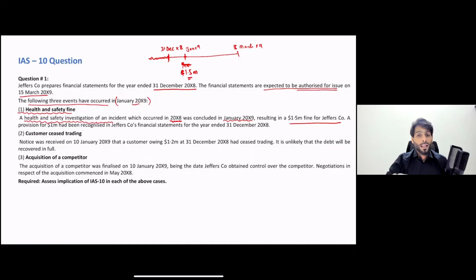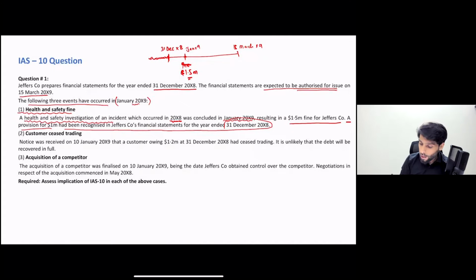Absolutely yes, because conditions of this event existed at the end of the reporting period. And this is further evidenced by the fact that if you read further, a provision for $1 million had been recognized in Jeffer Company's financial statements for the year ended 31st December X8. So a provision had already been recognized up to the limit of $1 million. So definitely conditions of this event existed at the end of the reporting period. This fine should be adjusted for within the current financial period because this is an adjusting event.